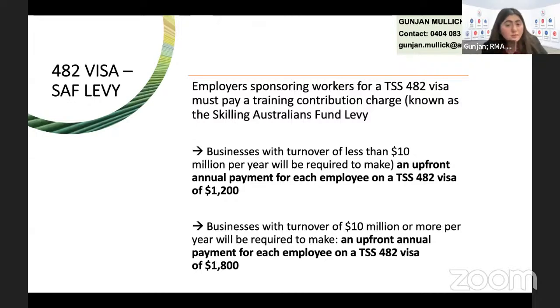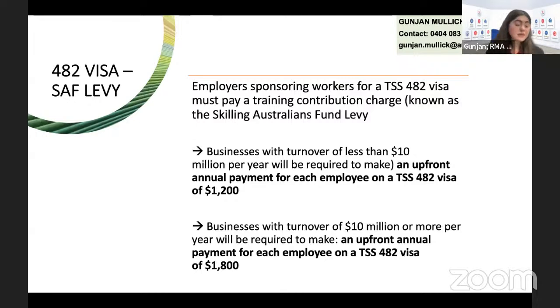When we talk about the 482 application, a lot of people ask me how much it's going to cost. For the 482 visa, the company has to pay the Skilled Australians Fund levy. This is like a training contribution charge to the Department of Home Affairs, which the applicant doesn't pay. This is paid by the company. Businesses with a turnover of less than 10 million per year need to make an upfront annual payment of 1,200 for each year.